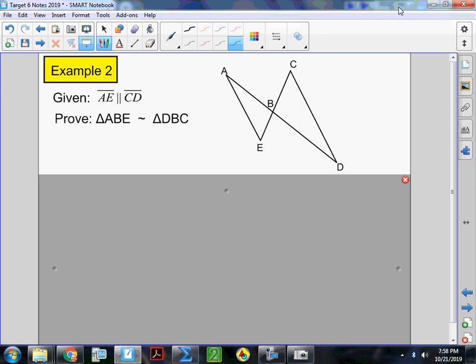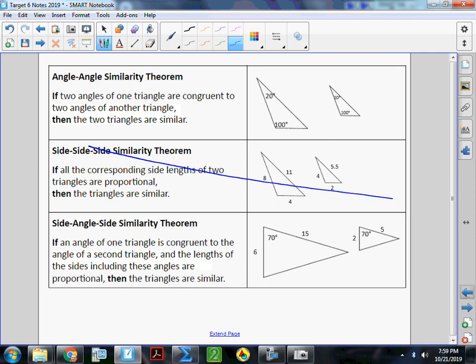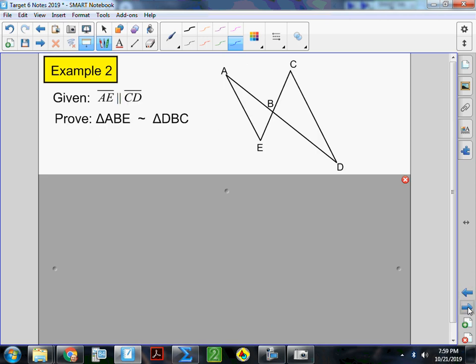Okay, this is example 2. We are given parallel lines and that is it. So if I look at my similarity theorems, I am not going to use side, side, side because they gave me no sides, and I'm not going to use side, angle, side because they gave me no sides. So I have to show angle, angle. If I look at my diagram, one angle that I see is vertical angles, so I can use that. That's one angle.